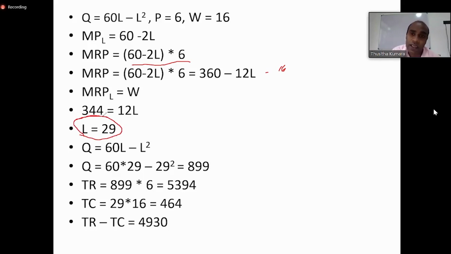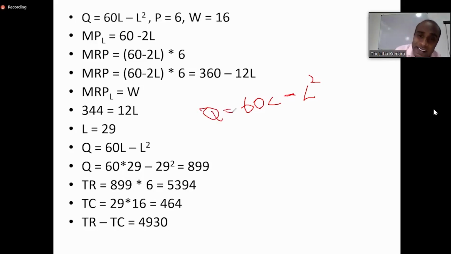So now we know that. And one suggestion is there, that is to explain how to get the MPL. Right. So the production function is given as 60L minus L square. So this is given. This is the functional form of the output function. Q equal to 60L minus L2.